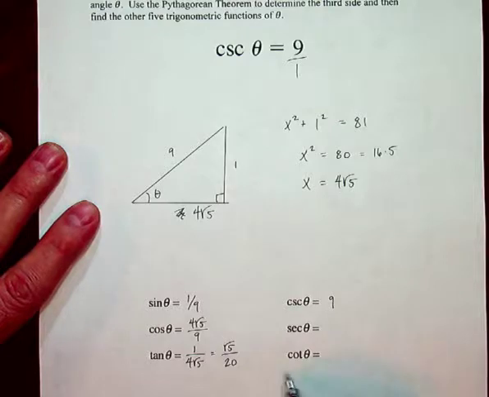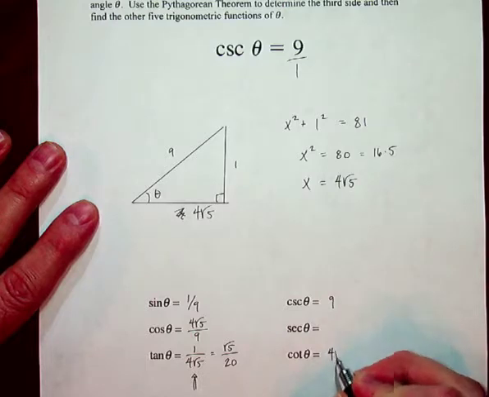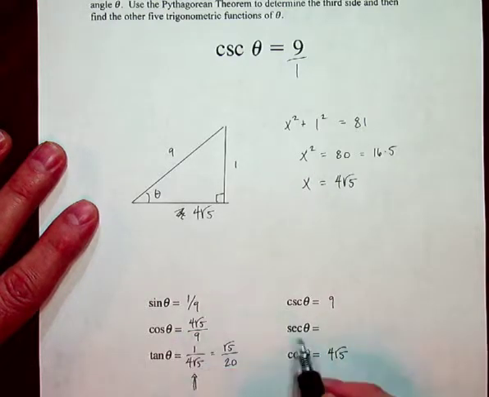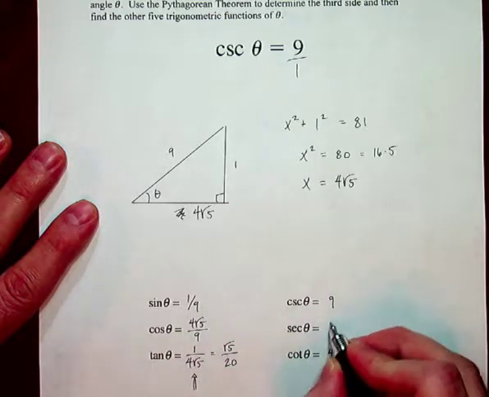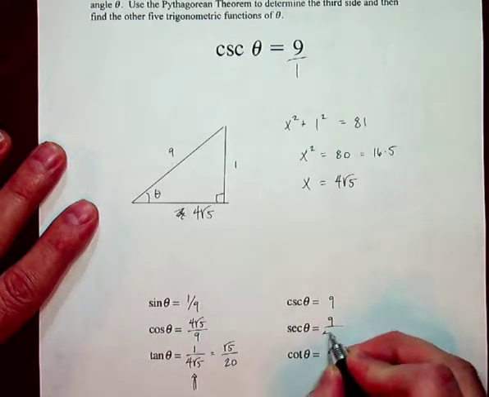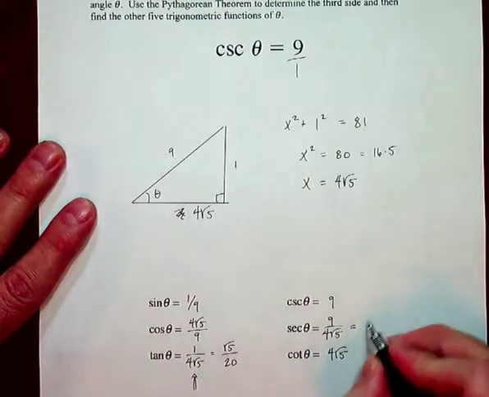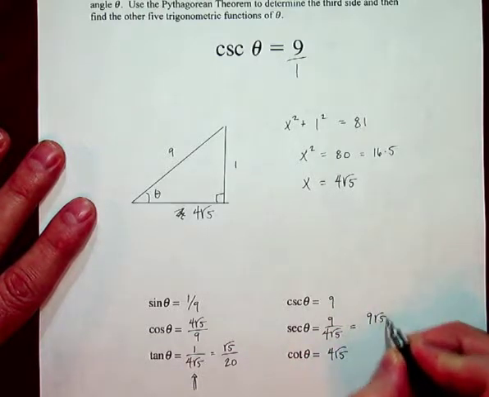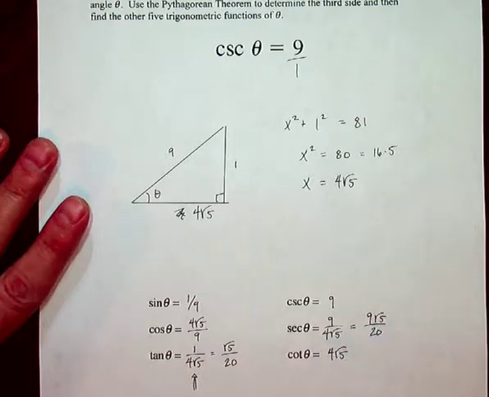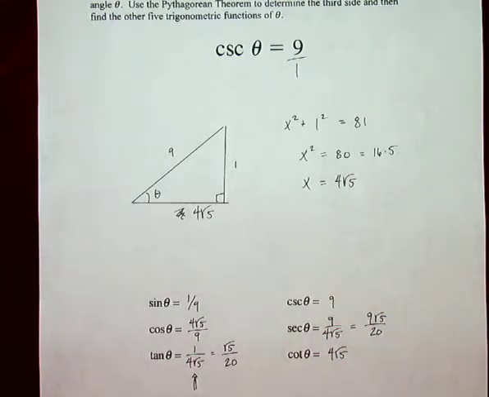Of course, when I'm turning it into cotangent, I'm going to use this one right here, and it's going to be 4 root 5. Now, when I'm looking for secant, I'm going to put the reciprocal, 9 over 4 root 5, and then I'm going to rationalize and get 9 root 5 over 20. Okay. Now, that should be pretty straightforward.